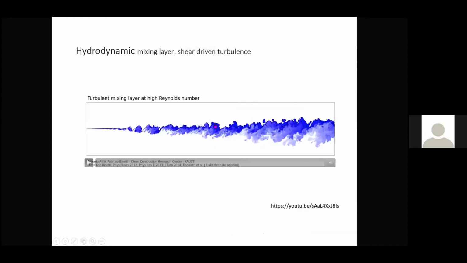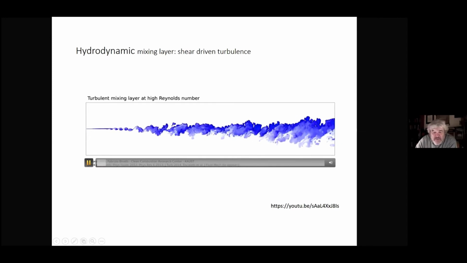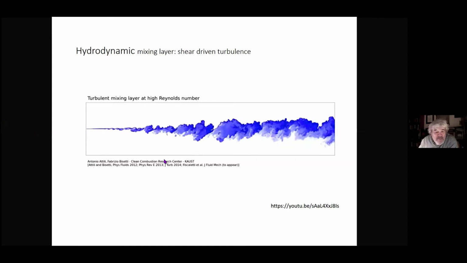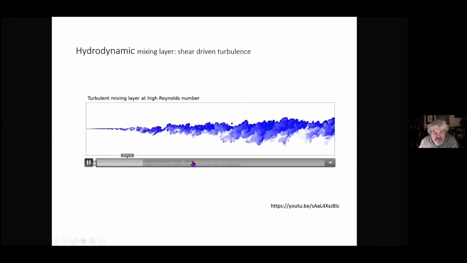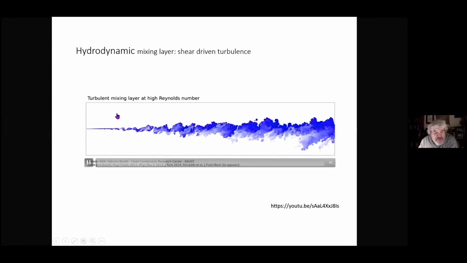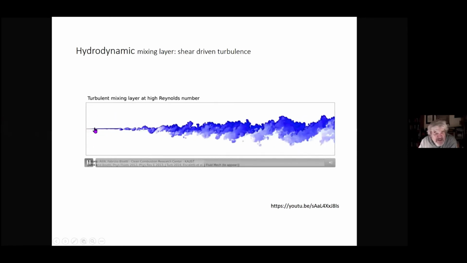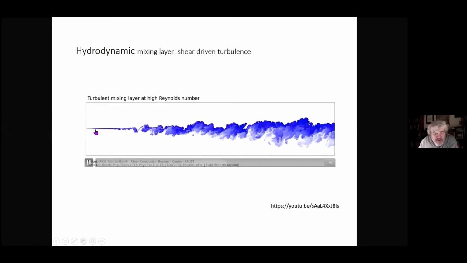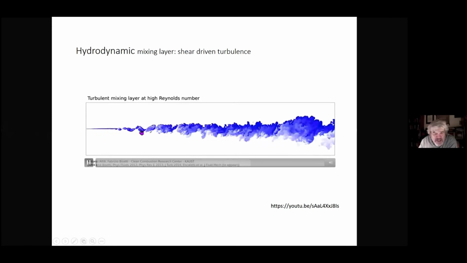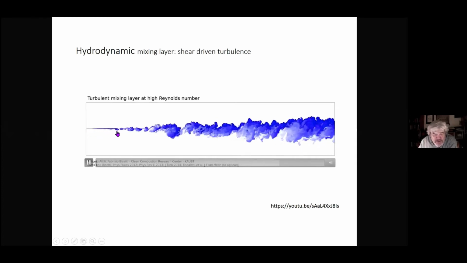So let me just remind you, and probably there's a lot of fluid mechanics people on board here today, but let me remind you of what a hydrodynamic mixing layer looks like. This is from a simulation by Attili and Bisetti that I got off the internet. You have fast flow on the top, slower flow on the bottom, separated by a thin plate. This is a tracer of fluid elements in the vortex layer. When the plate ends, the two fluids can start to mix.